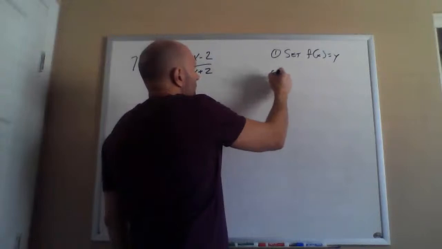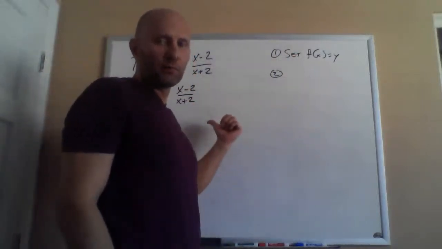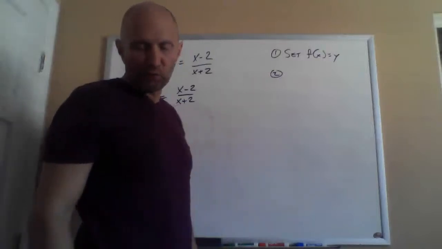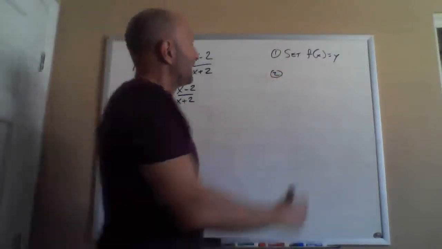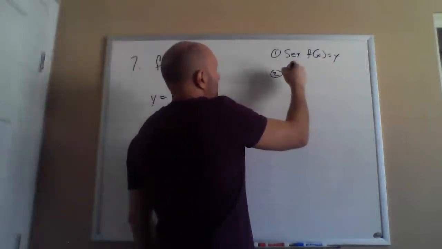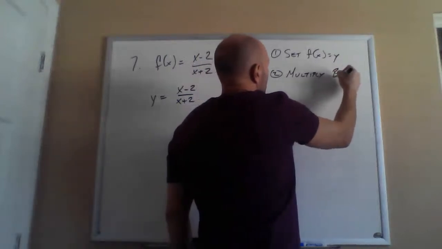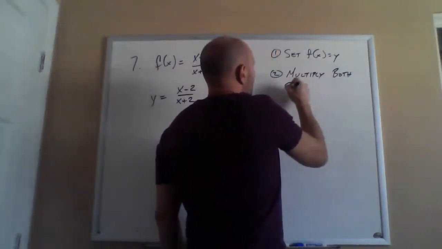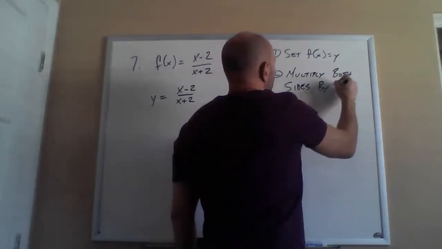Step 2. Maybe what I'll do is I'll give you the steps, and then we'll do it on the problem, and then I'll have you guys work number 8 to try that one. So second step, with this kind of problem, we're always going to multiply both sides by the denominator.